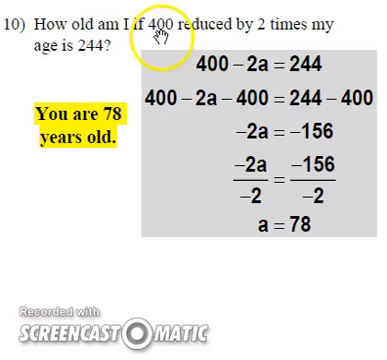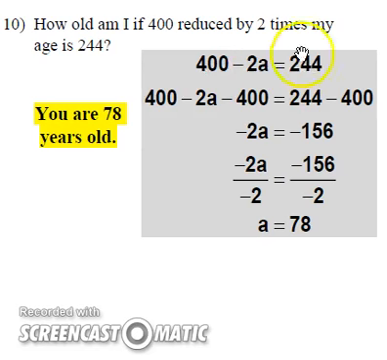How old am I if 400 reduced by 2 times my age is 244? So we know the answer is 244. So something is equal to 244 on one side. Now, it says 400 reduced by, so reduced by means subtract. And what are we subtracting? 2 times my age. So we can use A for age. 2 times that age would be 2A. So 400 minus 2A equals 244.